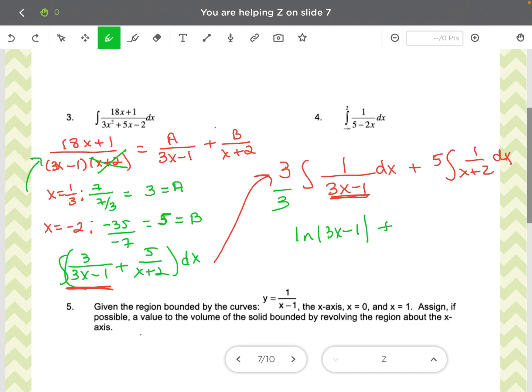This one, your du is just 1, so we're not missing anything. So this one is just 5 natural log of x plus 2. And then we need that plus C.